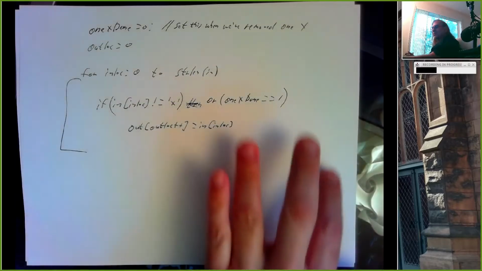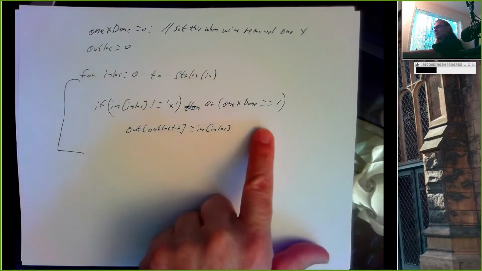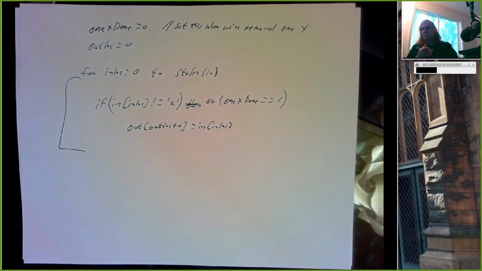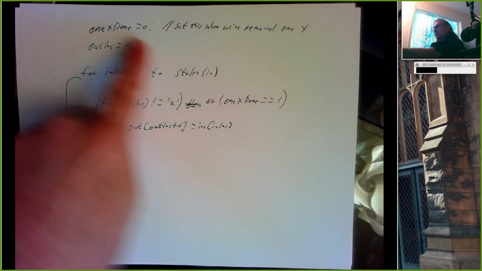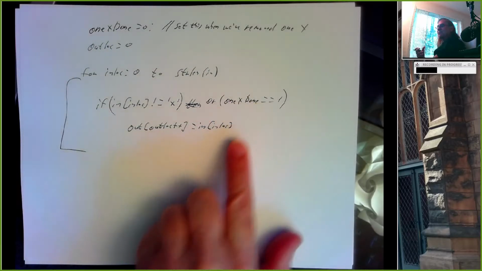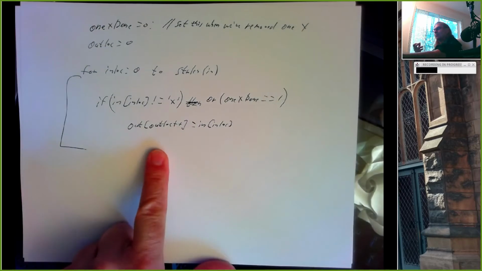So if either of these is true, if either the character is not an x at all, or it's an x but we've already removed an x, I'm going to copy it to the output location. And so that's going to let me say, hey, from this point forward, I want you to copy x's. But the first time I encounter an x, 1x done is 0, so this will fail. And if I've just encountered an x, this will fail, and so I won't copy that character. I won't increment my output location.